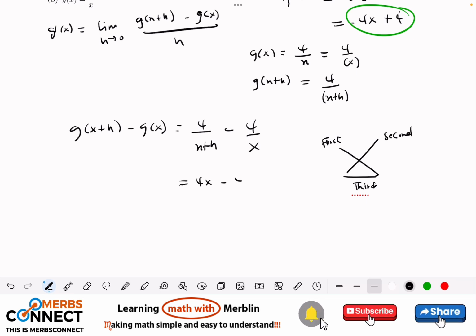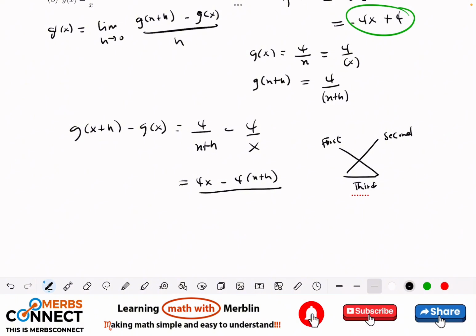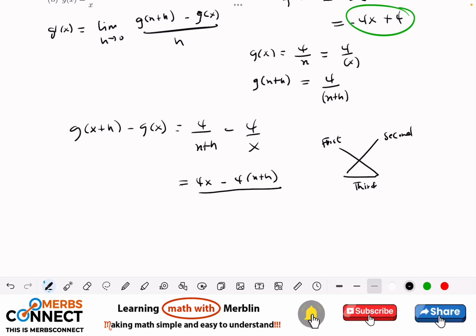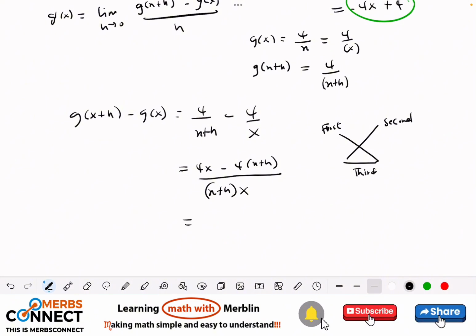Then minus 4 times x plus h. So first, this times this, second, this times this, then third. So third, you see that the third goes horizontally. So horizontally means that we need to multiply the denominators, right? So divided by, so third, this and that. I'm going straight. So I'm going to have x times x plus h. That's so nice. So let's try and simplify.